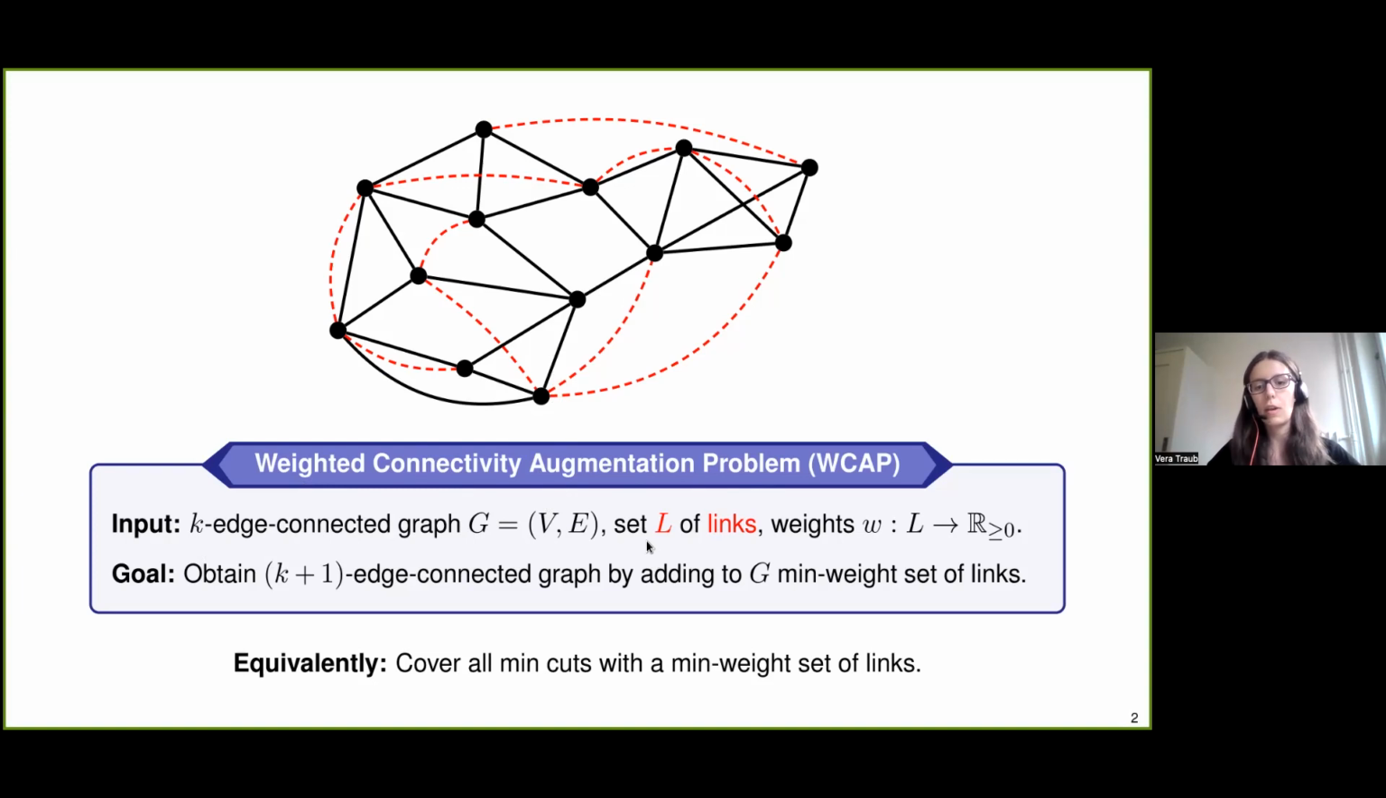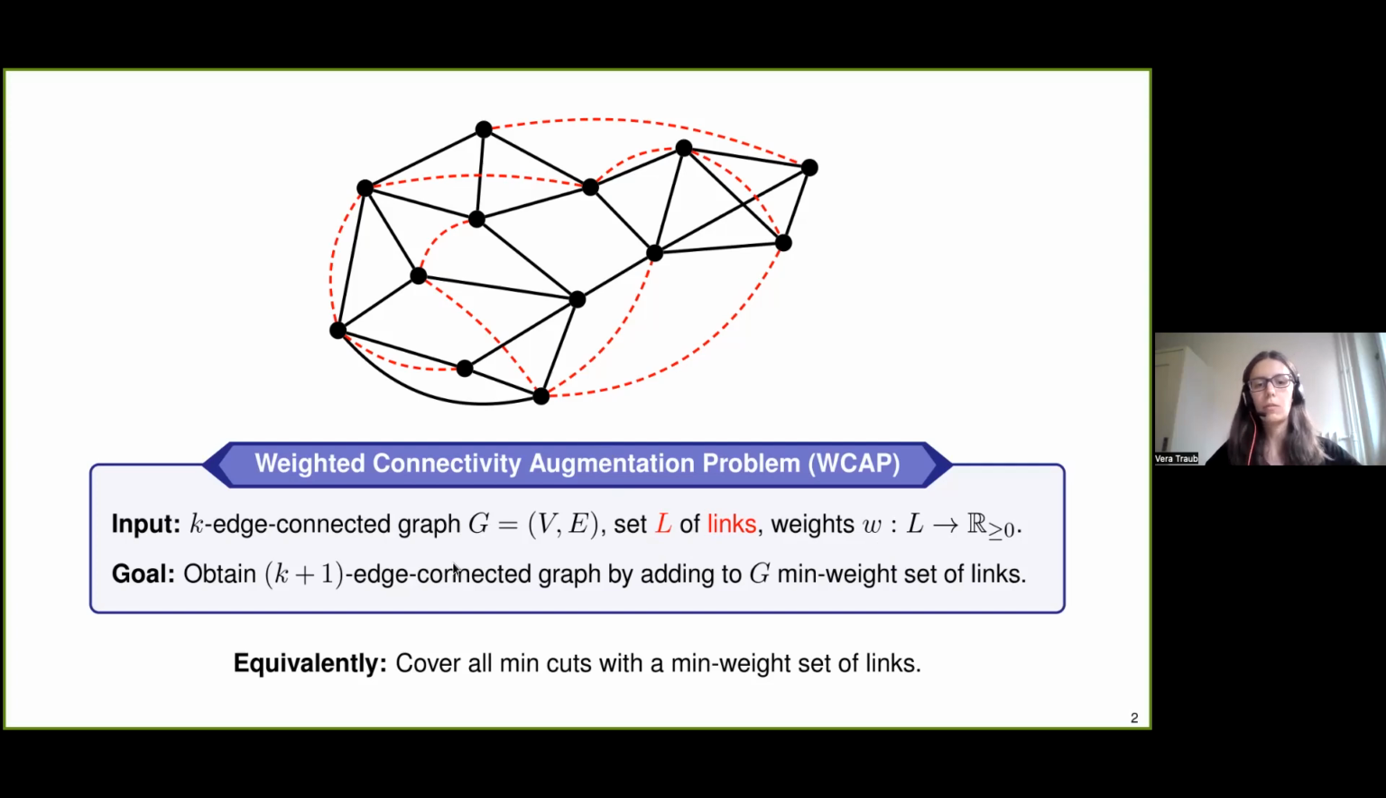And I will call these x-y edges in this talk always the links in order to distinguish them from the edges of the graph G. So these red dashed edges are the links. These are some x-y edges. And these links come together with some non-negative weight, which is given by this weight function w here.